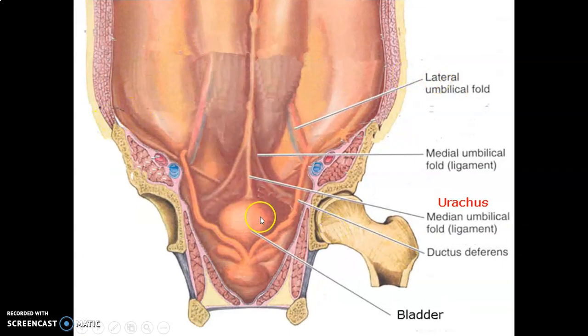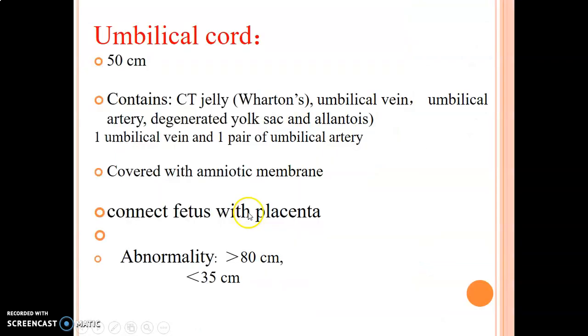So ideally, the proximal part is incorporated in the bladder, and the distal part forms the urachus, and with the peritoneal fold around it, this urachus forms the median umbilical fold or median umbilical ligament. This is it. This is the median umbilical fold. Okay, this is your bladder.